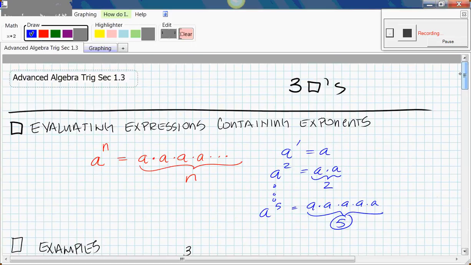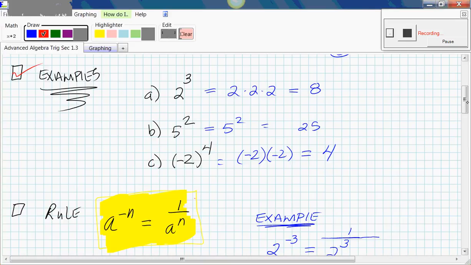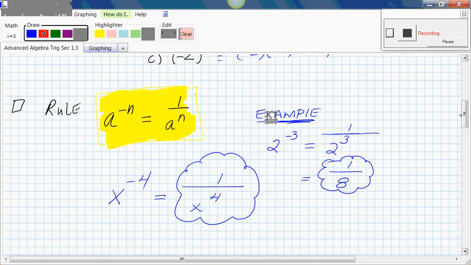Okay, so we spoke today about evaluating expressions containing exponents. We had some examples, and we had the first rule of a to the negative n equals 1 over a to the n.